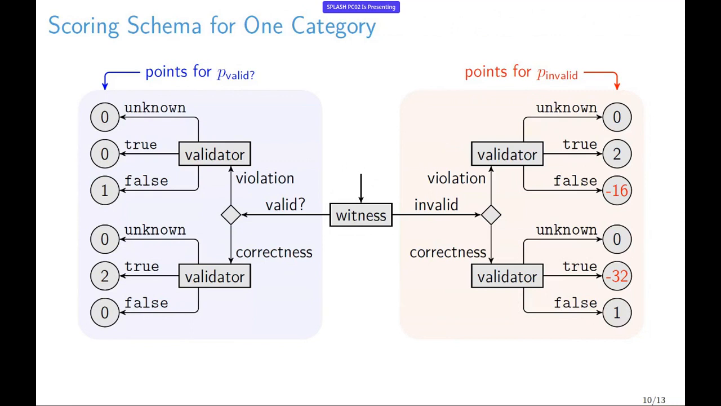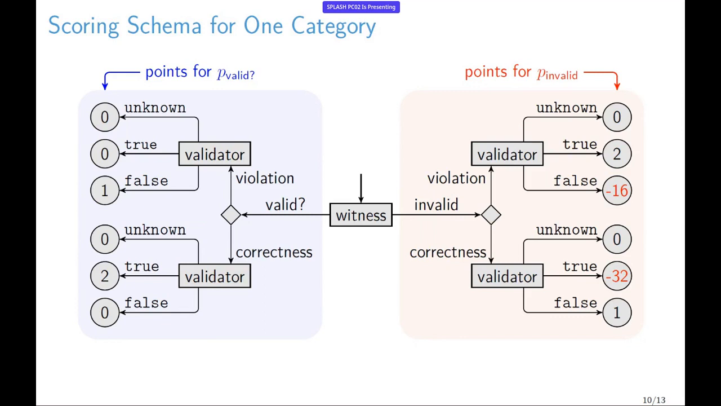Similarly, if we have an invalid correctness witness, so this is a witness that contains wrong invariants, which you cannot use to prove the property, and the validator confirms it and claims that those invariants can be used to prove the program correct, then it gets minus 32 points. But if it rejects the witness and tells us, yes, there is a bug, then it gets 1 point.